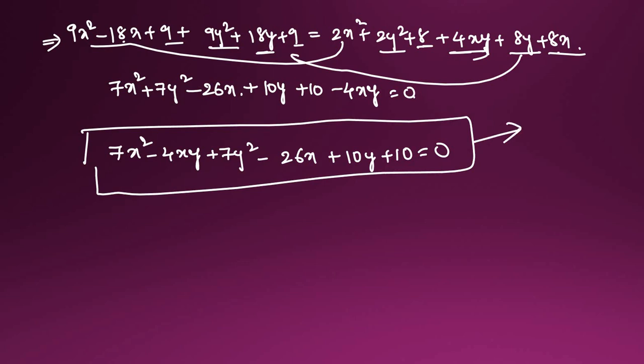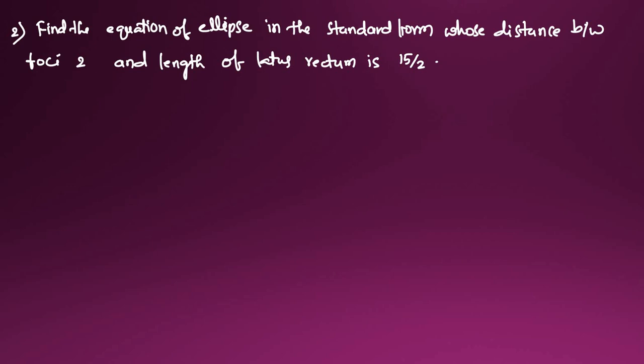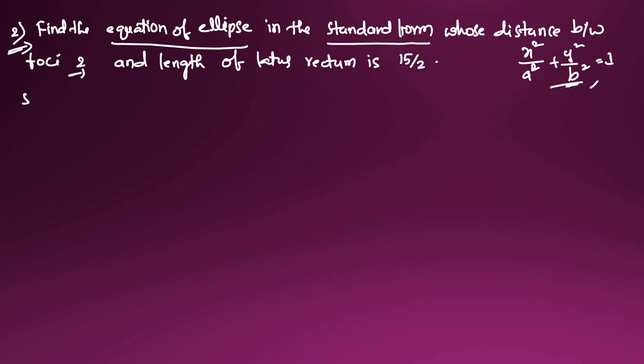Now moving to the next question, the second one, which is also very important. Students, this is the second question, very important. Find the equation of the ellipse in the standard form. What is the standard form? x square by a square plus y square by b square is equal to 1. This is the standard form. And the distance between the foci is 2. Solution: distance between the foci is given as 2.